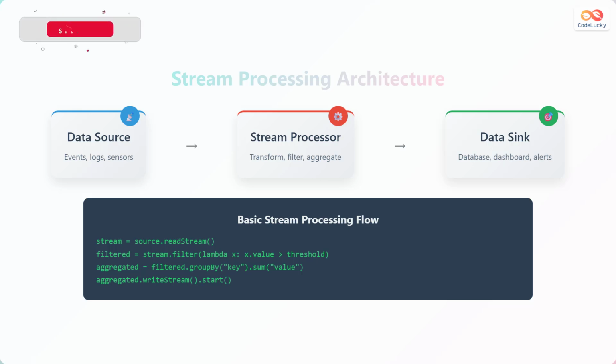Here is the basic stream processing flow. stream = source.readStream. filtered = stream.filter(lambda x: x.value > threshold). aggregated = filtered.groupBy(key).sum(value). Finally, we write the aggregated results using writeStream.start().